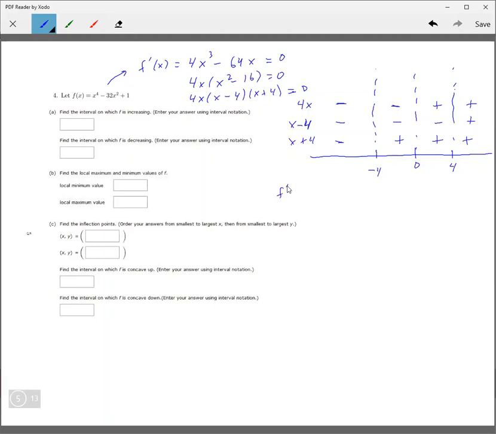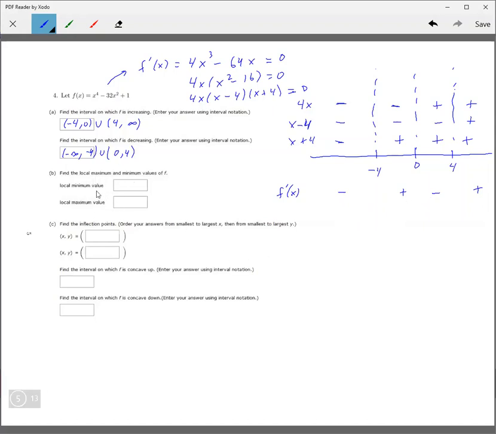Okay, now f prime of x, which is the product of all of these three terms, is going to be the product of three negative numbers. That's negative. It'll be positive here because two negatives and a positive. It'll be negative there, and it'll be positive there. So where it's increasing will be this interval, negative 4 to 0, and this interval here, 4 to infinity. And it'll be decreasing from negative infinity to negative 4, union 0 to 4. So this interval and this interval.